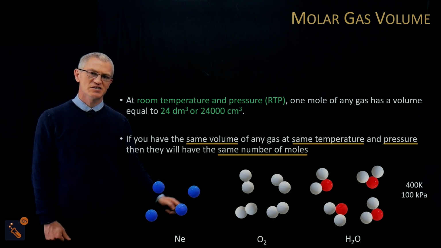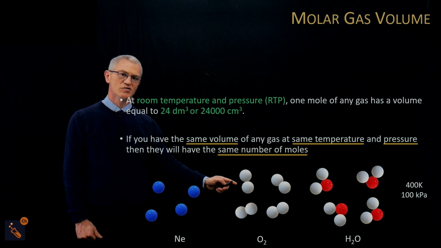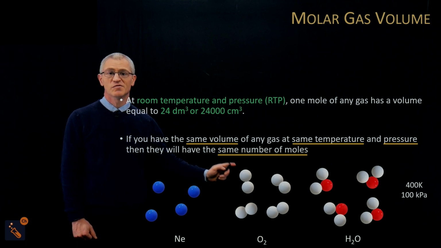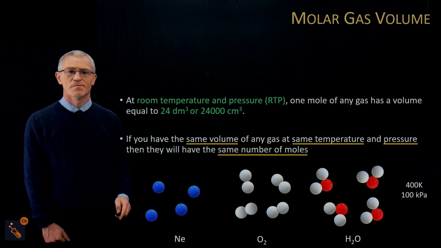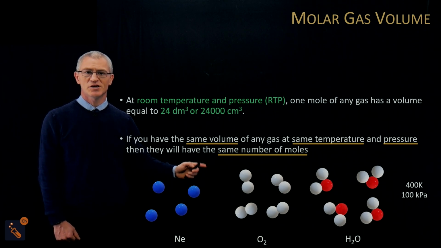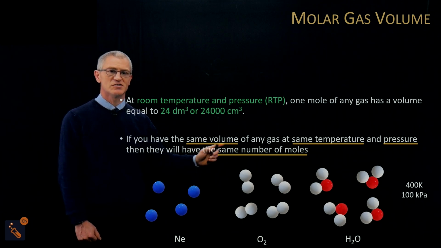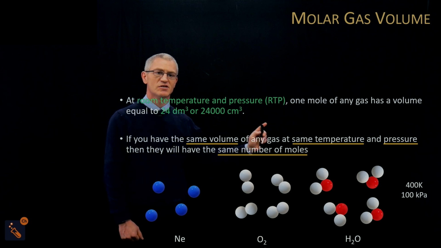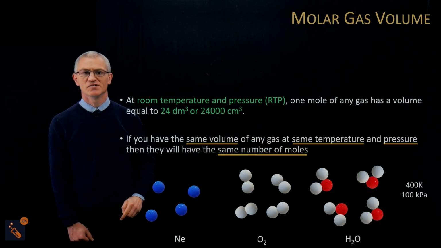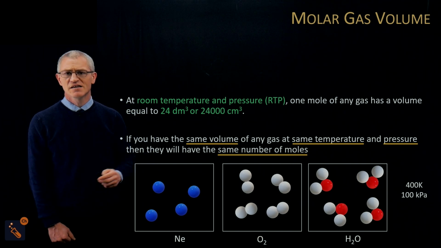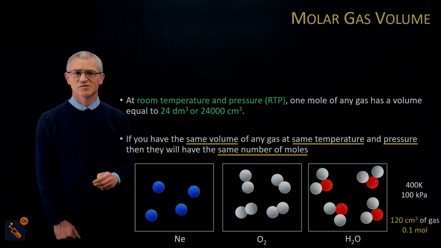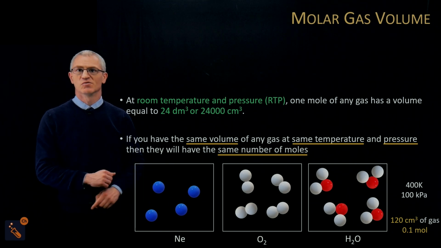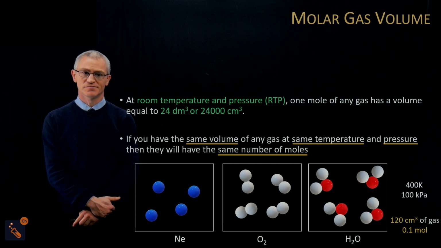But as you can see, there's the same number of particles in each one, which theoretically means there should be the same number of moles in each one. We've set the same temperature and pressure, so we've got the same number of moles because there is the same number of particles, same temperature, same pressure, which means it will have the same volume. So let's just say that volume is 120 centimeters cubed, and therefore all will also have 0.1 moles. Again, it's not to scale, so don't worry about doing the calculation on the numbers.